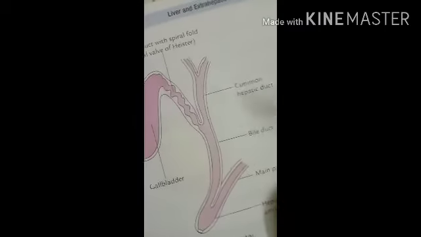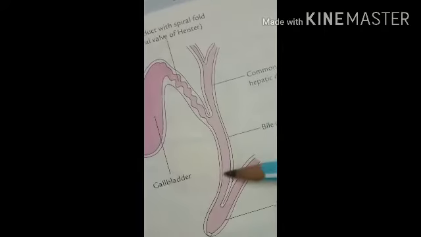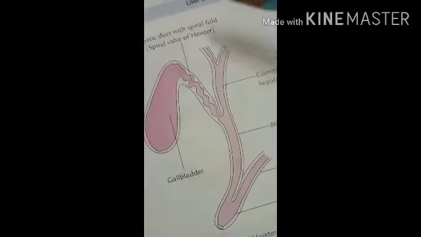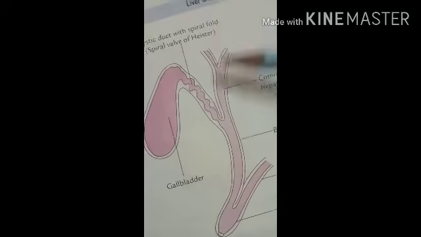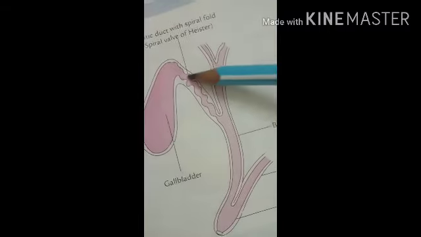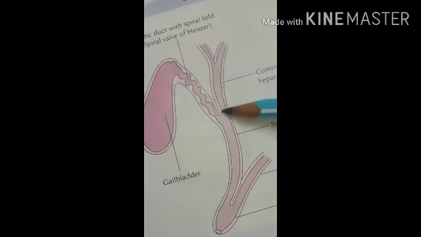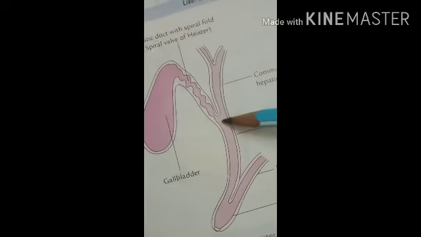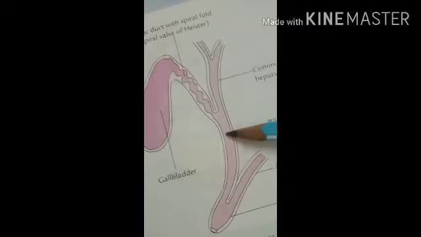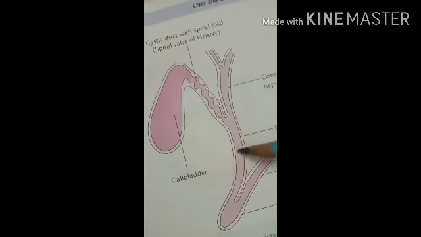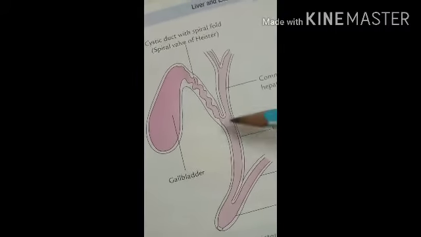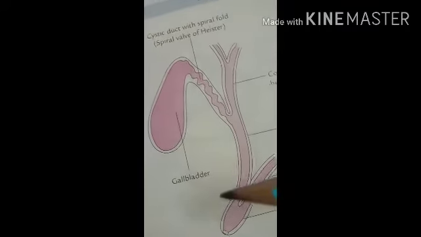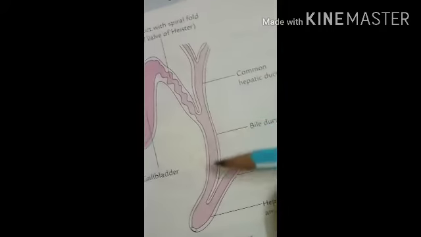Then we have to see the bile duct. The bile duct is formed by the union of the cystic duct and the common hepatic duct. Here you can see the cystic duct and the common hepatic duct. They join near the porta hepatis. The bile duct is about 8 centimeters long and 6 mm in diameter.